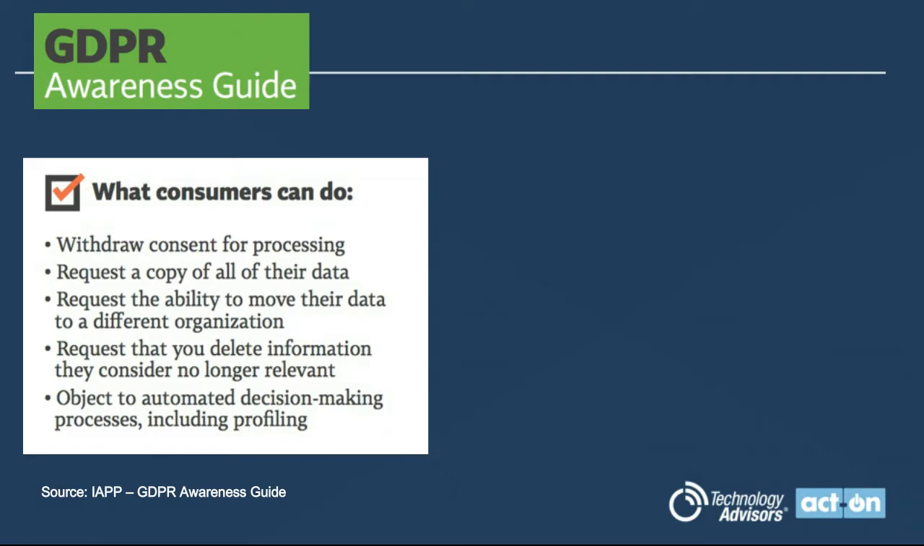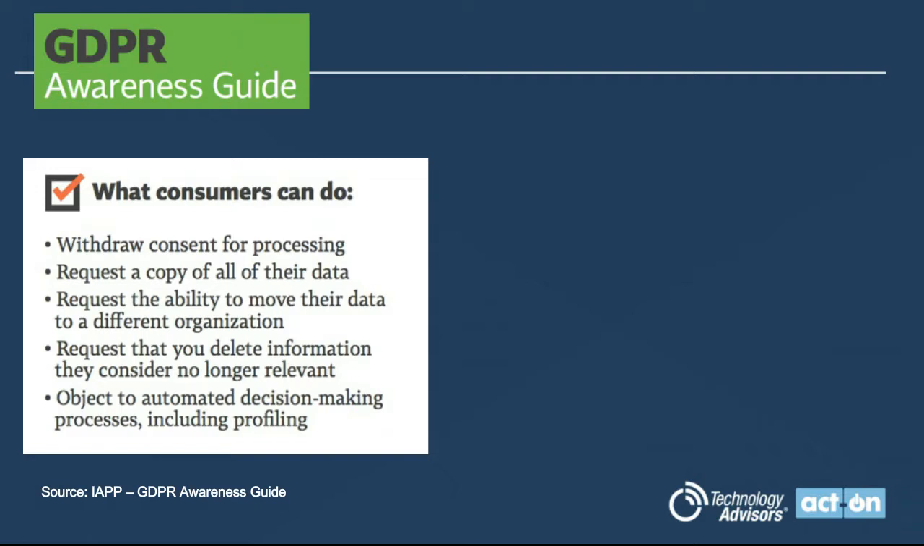So if you're a processor and you have a ton of European customers, they can reach out to you and say, give me all my data back, show me what you have. They can request the ability to move their data to a different organization, what's commonly known as data portability. So they have the right to come to an organization and say, I want my data back, and you, as a controller, have to be able to give them back their data in a machine-readable format that they can then take and insert into another organization.